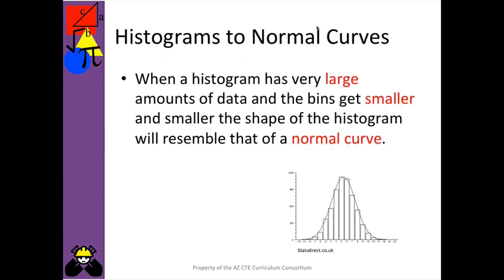The last piece is, where does this go in math? Well, when you have a huge amount of data and you make a histogram and the bins get smaller and smaller, the shape of the histogram will represent that of a normal curve or a bell curve, which I found to be very interesting of where this came from. So fill in the missing terms. You may have heard of a bell or a normal curve before, but that's how they came across that information.